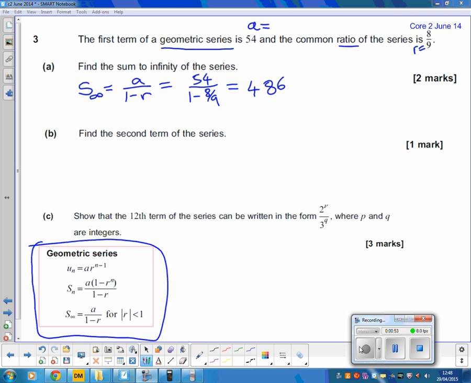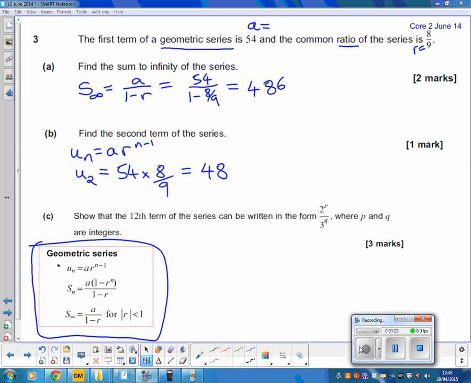Part B as well is just substitution into the formula. This time it says the second term. Now the nth term formula is the Un one, so Un is A R to the n minus 1. So the second term is A times the common ratio to the power of 2 minus 1, which is the power of 1. And again, we can just type that in and get that the answer is 48.